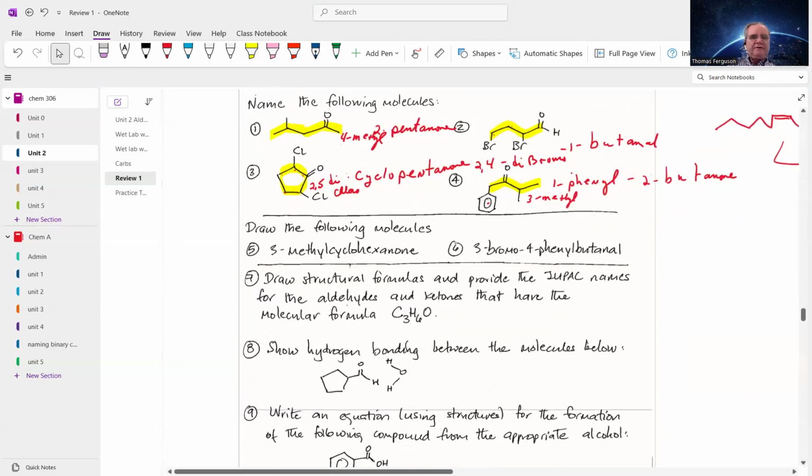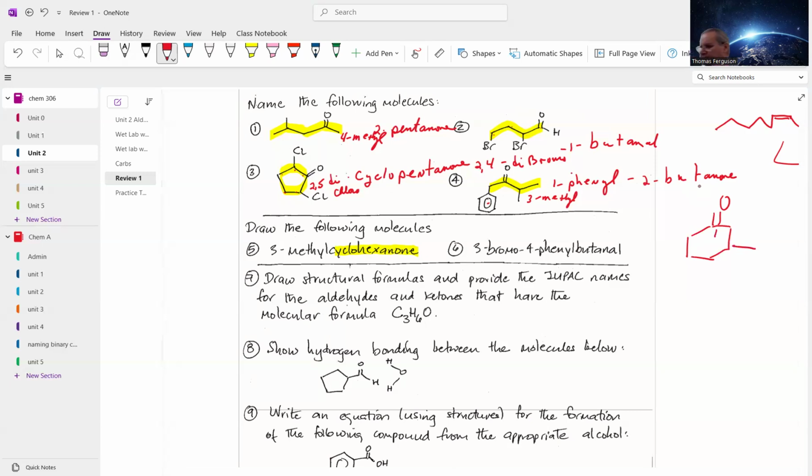All right, draw the following structures. Okay, so we've got a six-membered ketone, cyclic. And automatically the ketone is carbon number 1. And at position 3 is a methyl.